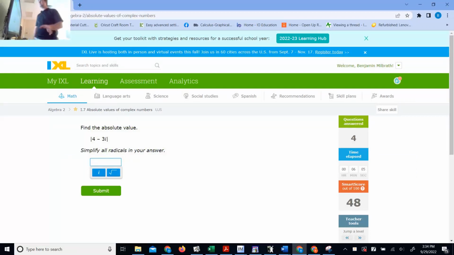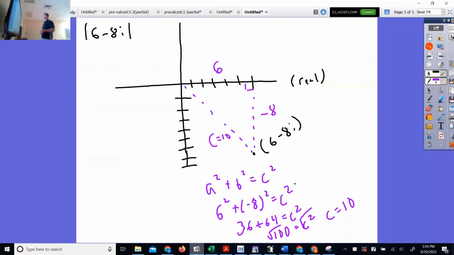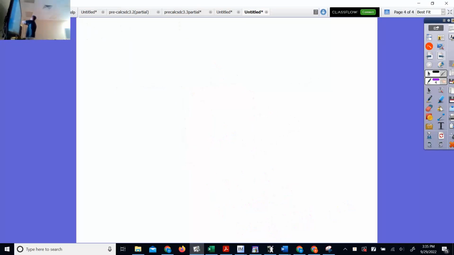Fantastic. All right, so let's go back and look at my previous example here. Another thing I could have done, and just look at the numbers you plugged in here. You squared the 6, you squared the negative 8. Your magnitude or your absolute value, your distance to the origin, is always going to be squaring the numbers and taking the square root. So let's insert a new page here. Write that down.